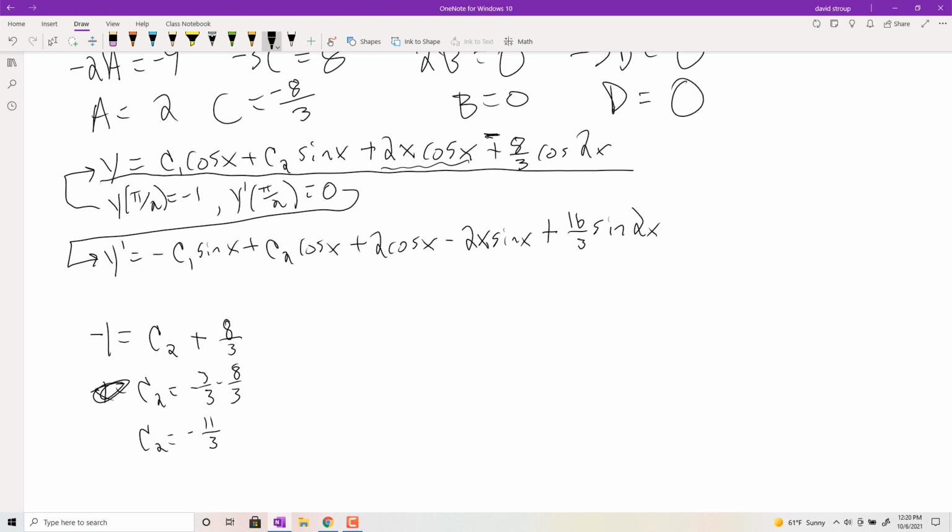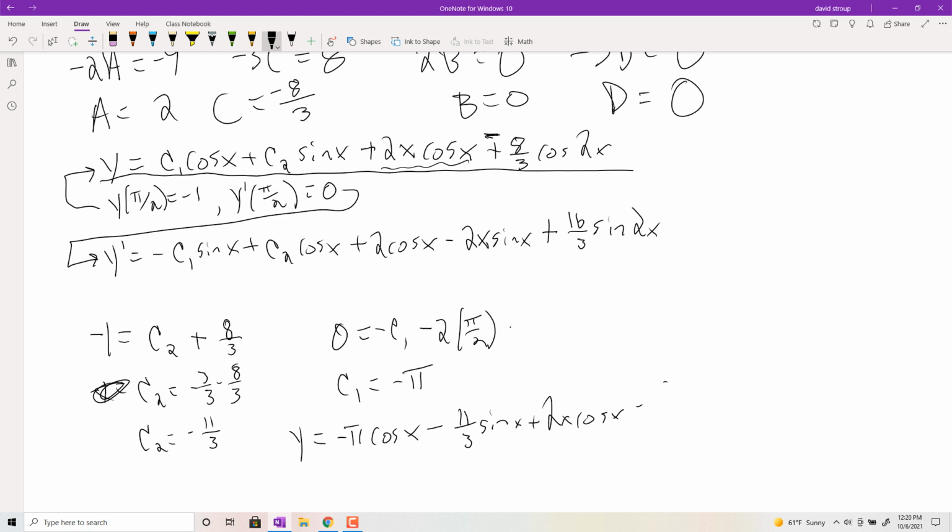Plugging the other initial condition now into the second equation, you get 0 equals negative C1. The second term is 0, third term is 0, fourth term negative 2 times pi over 2, sine of pi over 2 is 1, and then the 16th, that ain't going to change anything, right? So you get C1 is equal to negative pi, and so I believe then our solution, y, is negative pi cosine x minus 11/3 sine x plus 2x cosine x minus 8/3 cosine 2x. Okay.